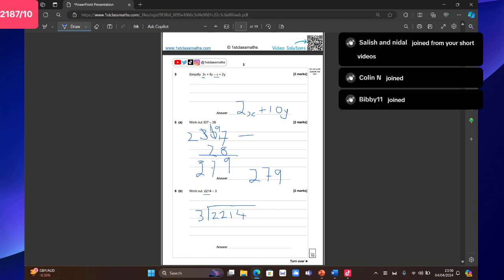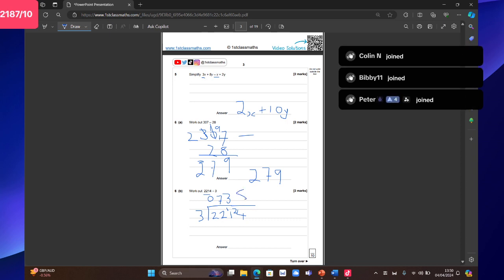Okay, threes into 2 I cannot do. Threes into 21 goes 7 times with a remainder of 1. Okay, because 7 times 3 makes 21. Threes into 11 go 3 times with a remainder of 2. And then threes into 24 go 8 times. There'll be 7, 3, 8. Okay, and that is my answer for that.